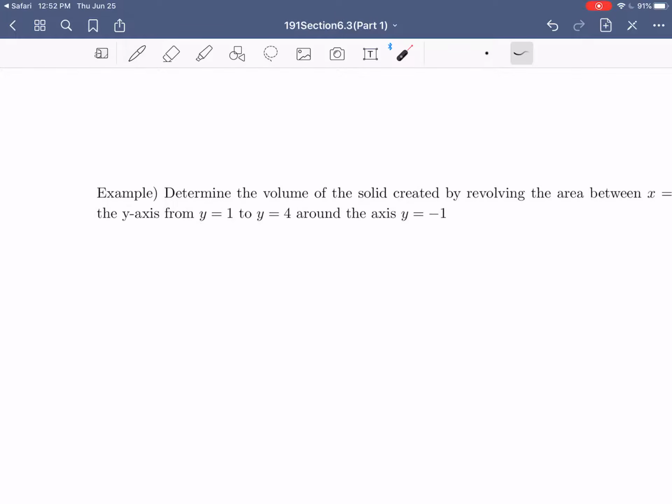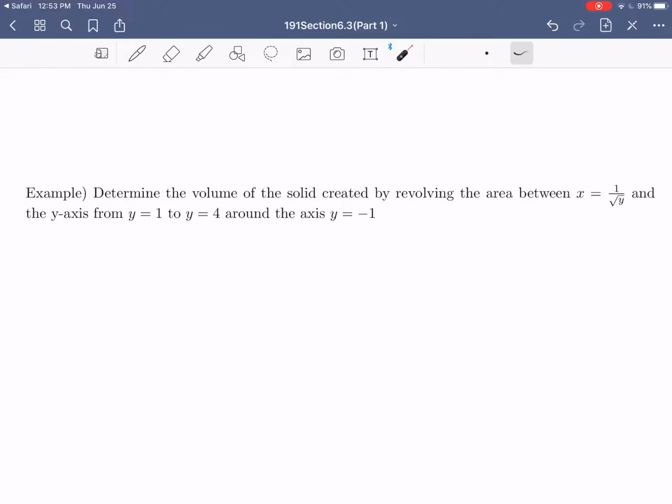So for this one, we are going to have a non-standard axis. What we're going to do is determine the volume of the solid created by revolving the area between x equals 1 over square root of y and the y-axis from y equals 1 to y equals 4 around the axis y equals -1.